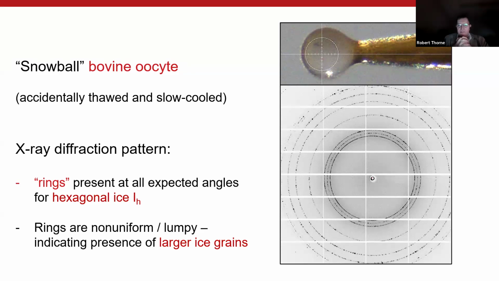So d sin theta equals n lambda is the Bragg equation, and so the different d spacings, lattice plane spacings in ice, give you rings at different angles. So you can see those rings do correspond to all the rings expected for hexagonal ice. And you can see that they're quite lumpy. They're not smooth, and that tells you that there are ice grains of significant size, large numbers of not too tiny ice grains within the sample.